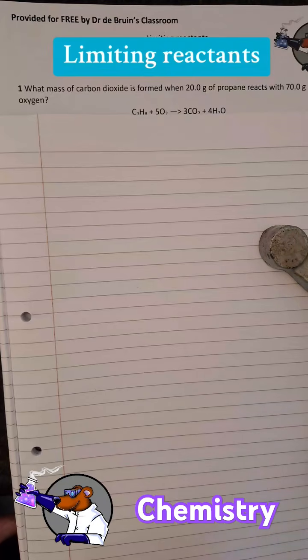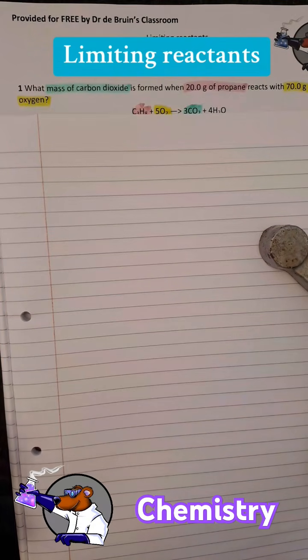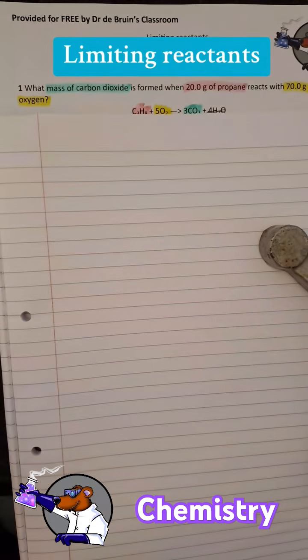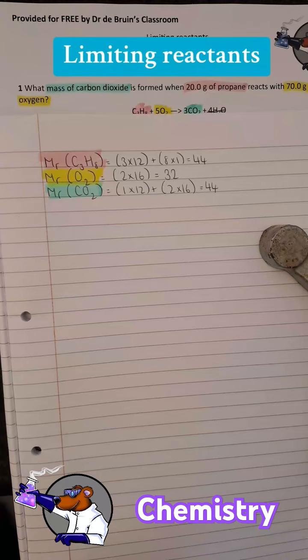Limiting reactant calculations are the hardest calculations in GCSE and A-level chemistry, so let's have a go at doing some together. The first thing we're going to do is to get rid of any chemicals that aren't included in the question to avoid us accidentally wasting time working out something to do with those. Then we're going to work out the relative formula mass for everything that is listed in the question.